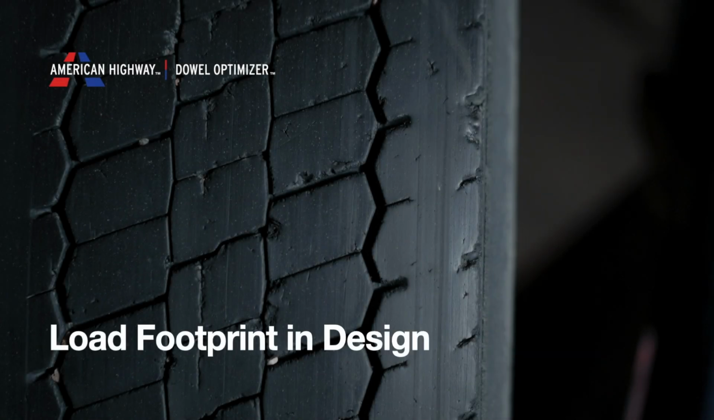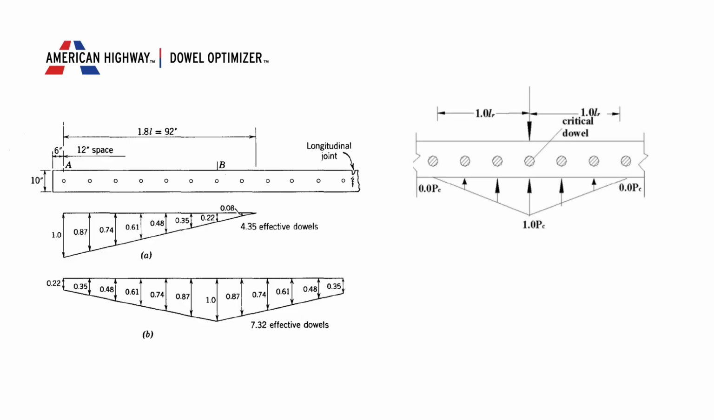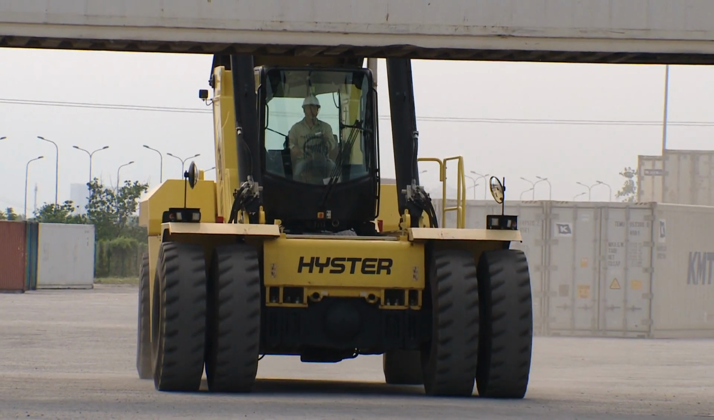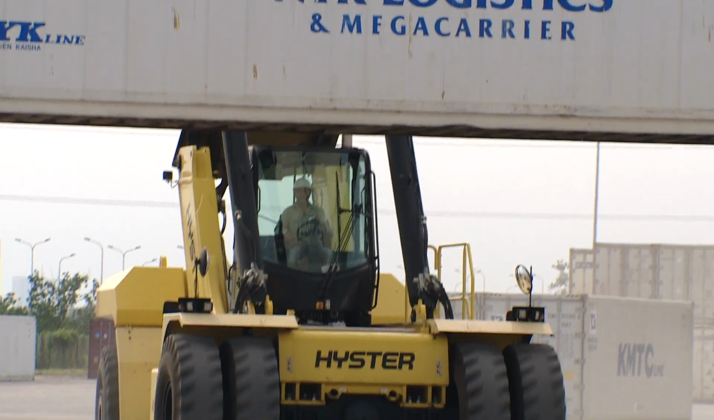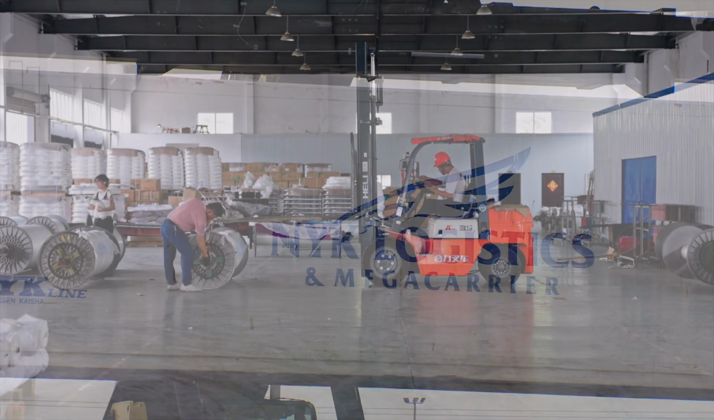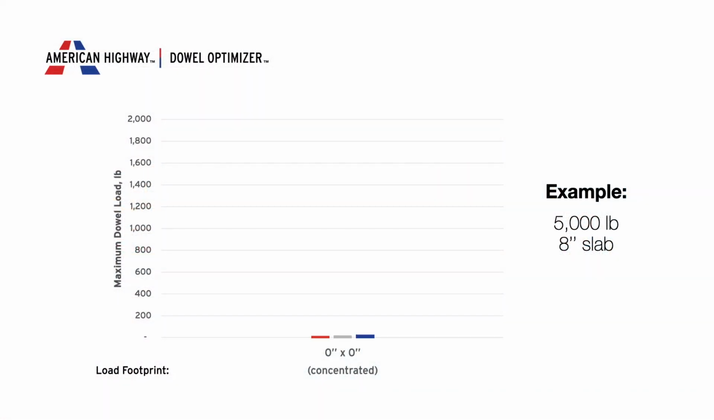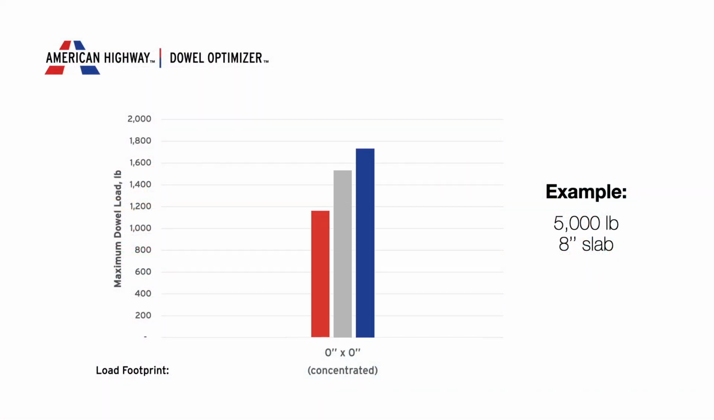Next, considering load footprint in design. Historically, engineers have assumed a concentrated point load for dowel group analysis, an unrealistic but conservative simplification. This model fails to reflect real-world loading, where tires and wheels have a measurable footprint that affects the load distribution across dowels. Using examples with 5,000-pound wheel loads on an 8-inch slab, the Dowel Optimizer shows that as the dowel spacing increases, the load on each dowel increases, though non-linearly.